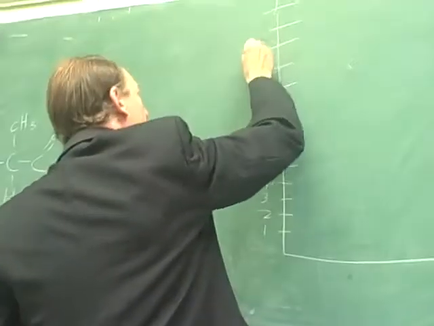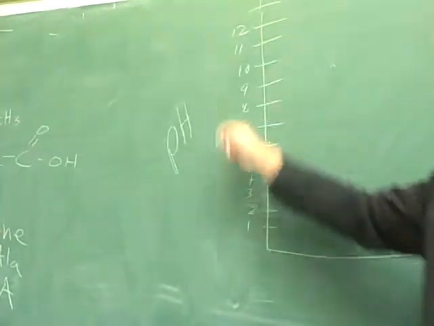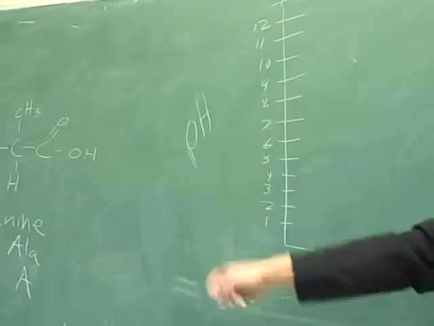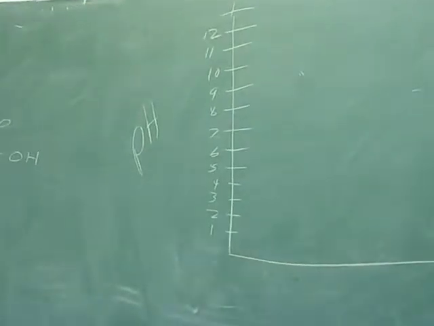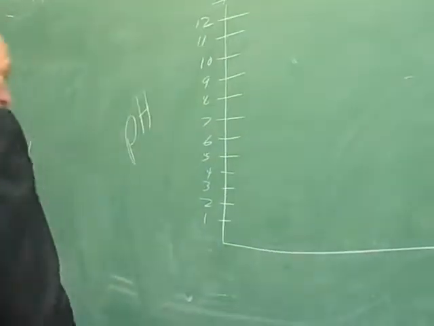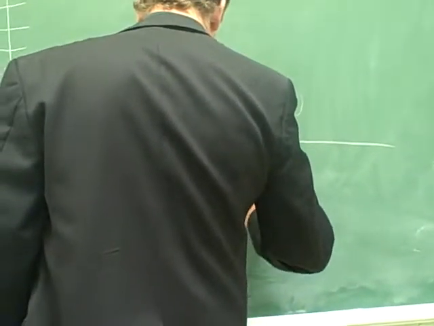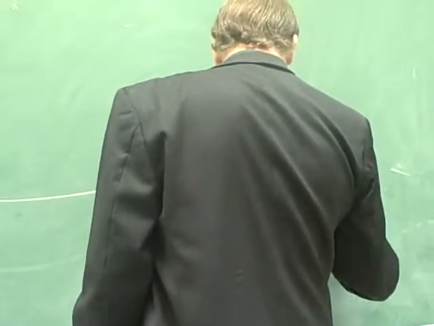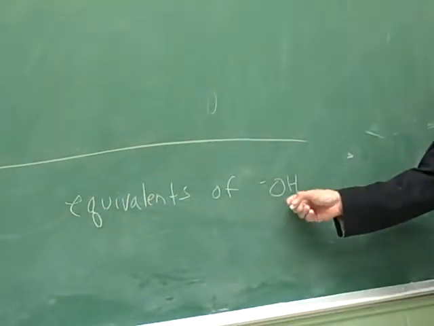Oh, we're going back to that graph. So along here, when you do a titration curve, this is pH. Label this axis pH. Do 1 to 12, 1 to 14, whatever you need. And then this is called equivalence of OH minus, so hydroxide ions.